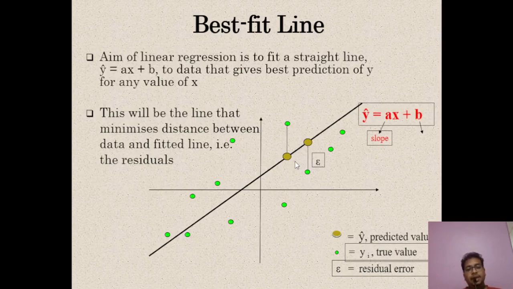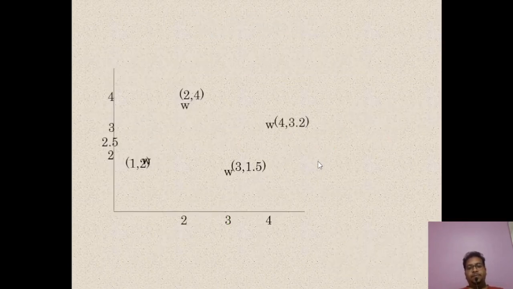So ये line करेगा क्या? It minimizes the distance between this data, the green one, and the fitted line. कैसे minimize करेगा? मतलब कि ये residual जो epsilon value है, उस epsilon values को कम करना है, residual error को कम करना है. So it minimizes the residual errors. Let's see. So this is one representation.